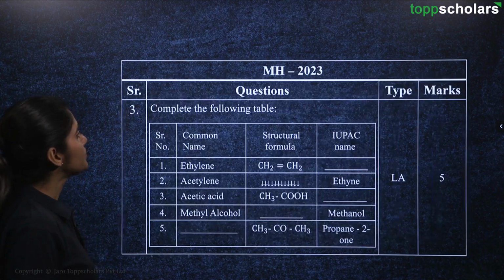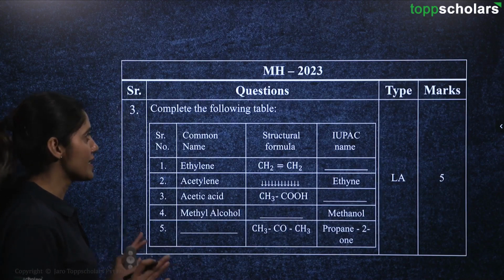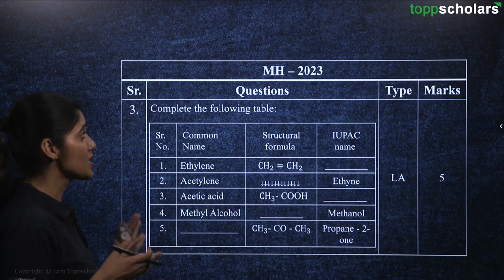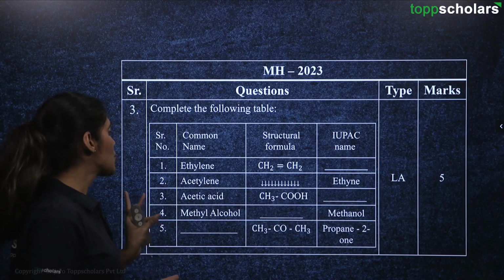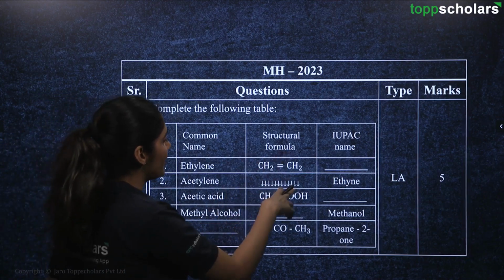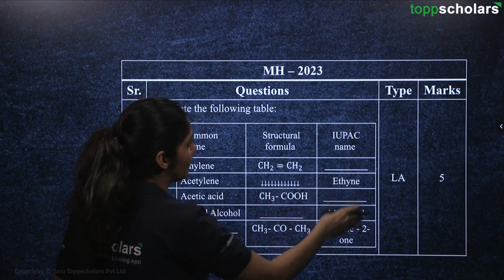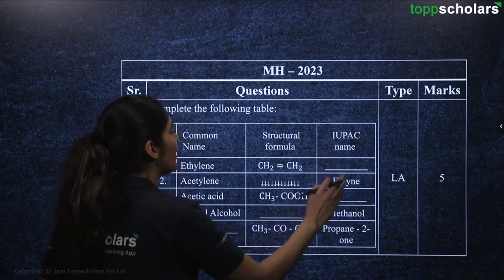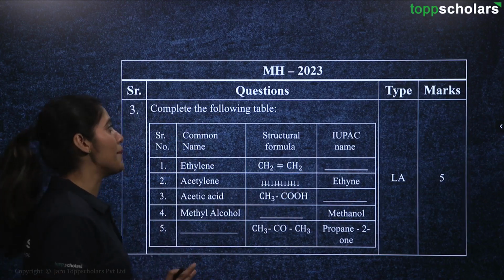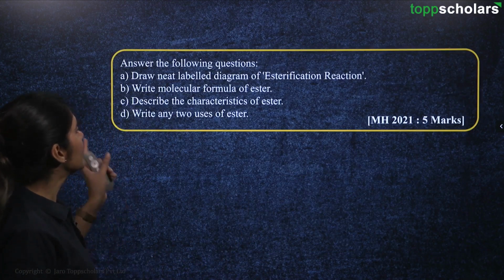Now let's discuss some of the questions here. This is a 5 marks question asked in 2023. So here what do we have to do? We are given the common name, somewhere we have the structural formula, and somewhere we have the IUPAC name. So wherever we have blank spaces, we will have to fill them, right? So first let's start with one question.